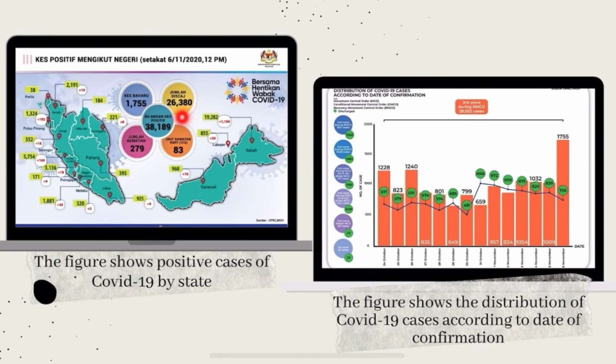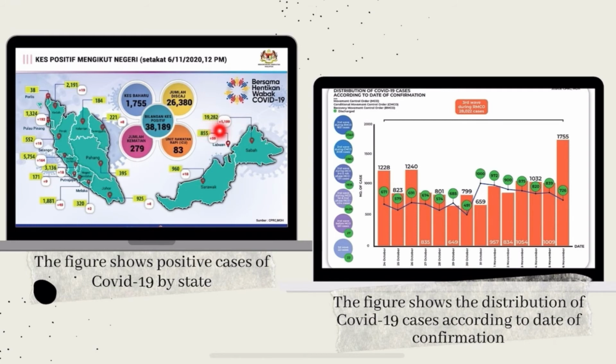The yellow circle shows the cumulative number of discharges, which is 26,380 patients discharged at this date. Moving to the pink circle here, at this date, Malaysia has reached a death toll of 279 victims. And lastly, the orange circle shows the number of patients admitted to the intensive care unit, which is 83 patients in total.